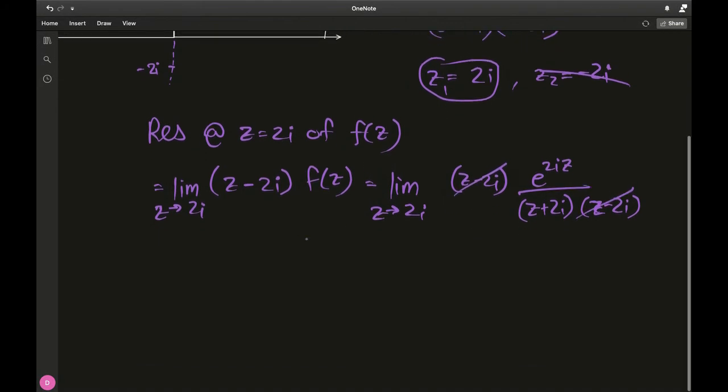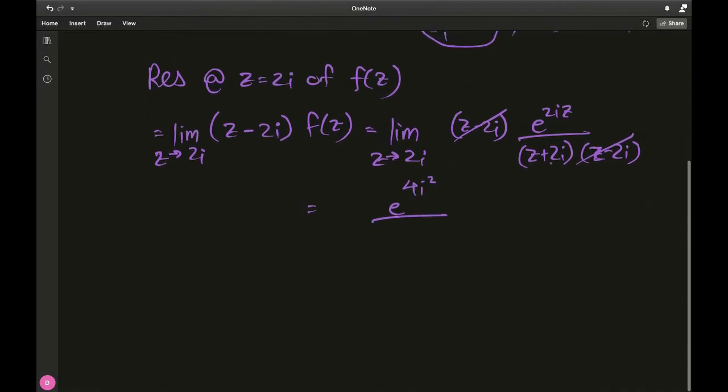Stuff cancels out. Now we can actually plug this in. So we'll have e to the 4i squared divided by 2i plus 2i, which is 4i. i squared is negative 1. So e to the negative 4 over 4i.